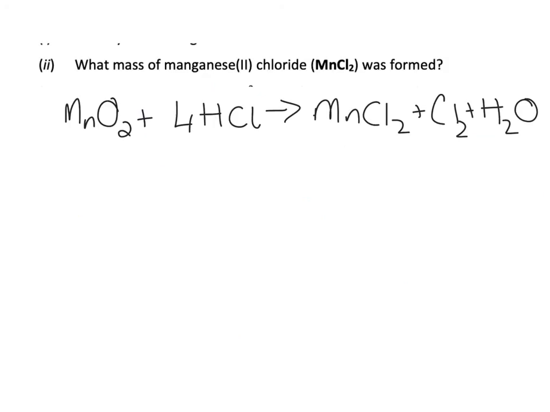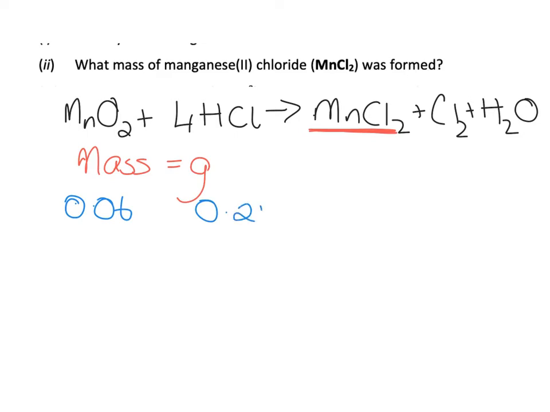The next part of the question is asking me what mass of manganese chloride was formed. So this time around we're jumping to the product side of my equation, and there's my manganese chloride. So I want to figure out the mass. Remember, mass is equal to grams. And I can only use what I know already, and the only things I know already are my manganese oxide and my hydrochloric acid. I know that I have 0.06 moles of my manganese dioxide, and that if that is to work properly, I have 0.24 moles of my HCl.